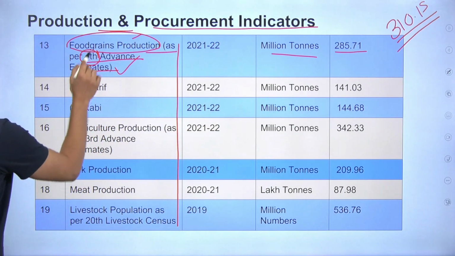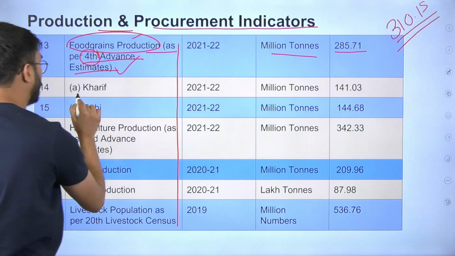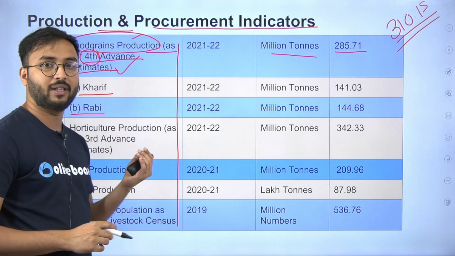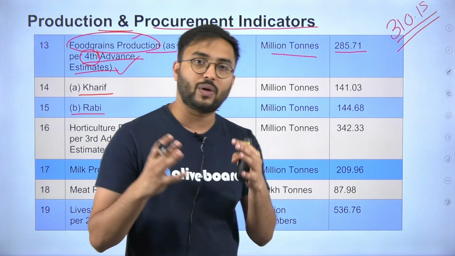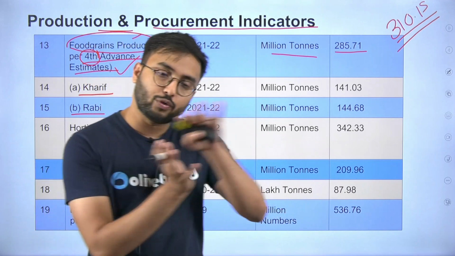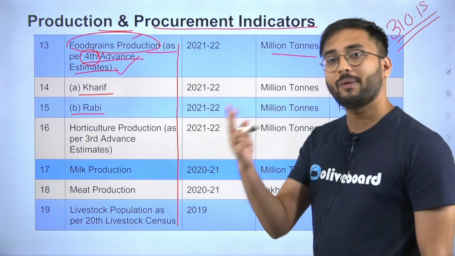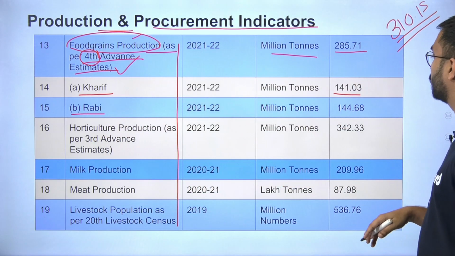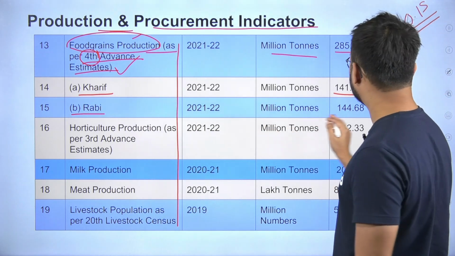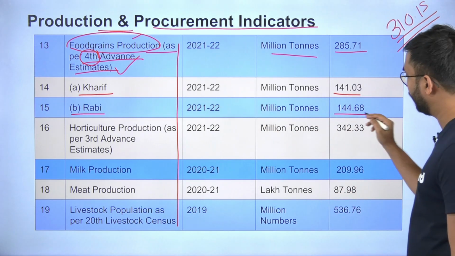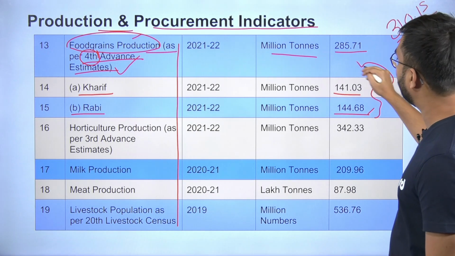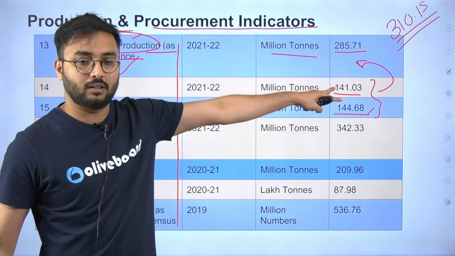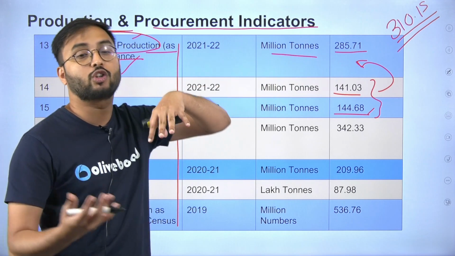Next, this 285 could be split up into Kharif and Rabi season crops. If you go through advance estimates, the total food grain production is given, as well as Rabi and Kharif food grain productions, because in India 2 main cropping seasons are there, Kharif and Rabi. Our Kharif total production is 141.03 and our Rabi production is 144.68. If you add both, you will get this value 285.71. If any minor deficit is there, then Zaid production crops would be included.